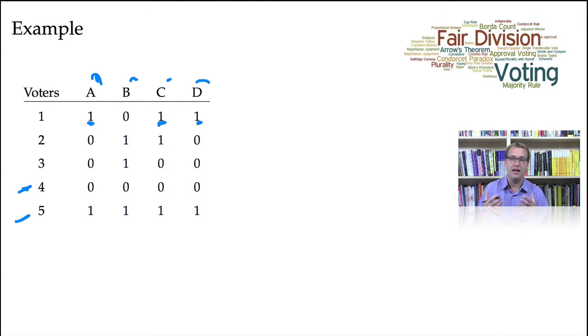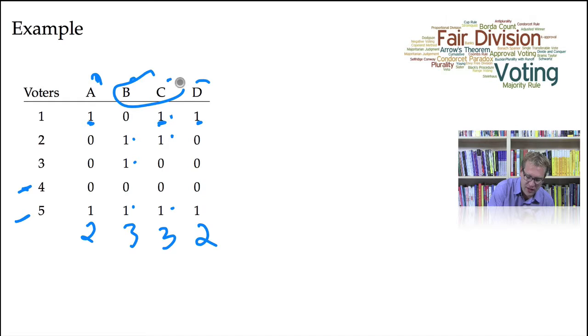So now the candidate or candidates with the most approvals is declared the winner. So A has 2 approvals, B has 3 approvals, C has 3 approvals, and D has 2 approvals. So B and C tie. They're both declared the winners under approval voting. Now, one of the things that we're going to want to do is not just study approval voting, but we want to be able to compare approval voting to some of the other voting methods that we've talked about.